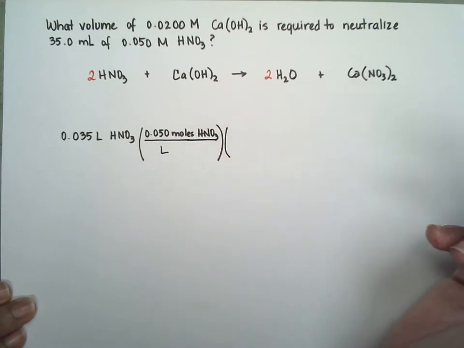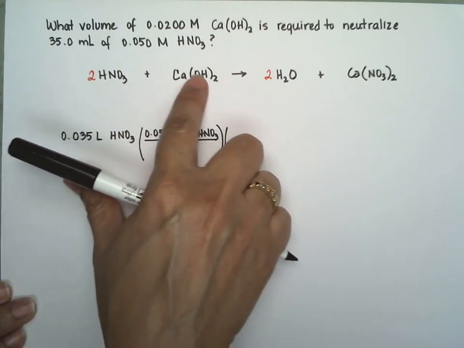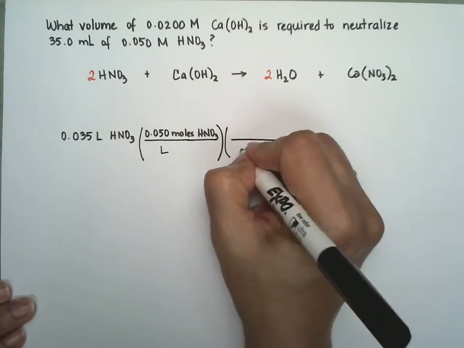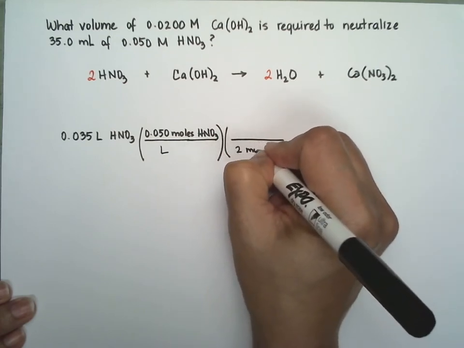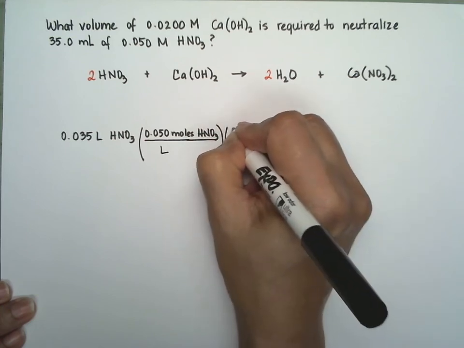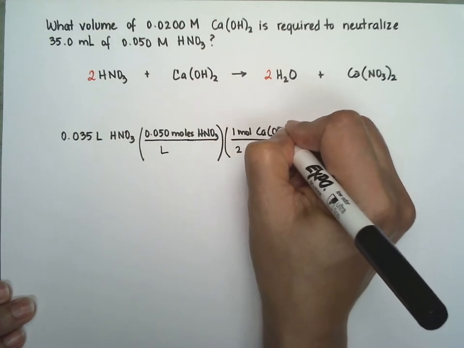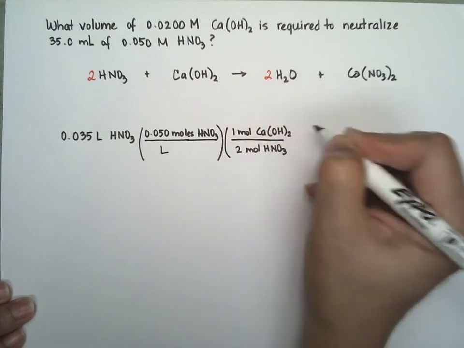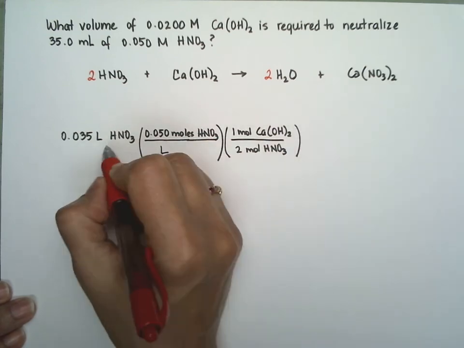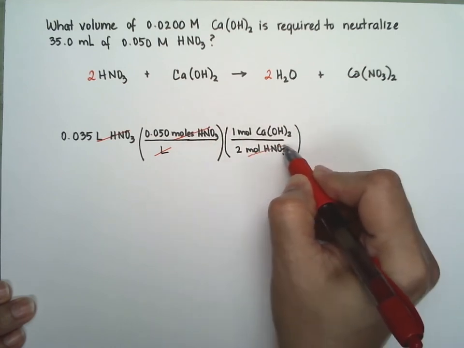According to the equation, I need 2 moles of nitric acid for every mole of calcium hydroxide. So I'm going to need that right here: 2 moles of nitric acid for every mole of calcium hydroxide. I'm going to check real quick that everything is canceling. Moles of nitric acid, moles of nitric acid.